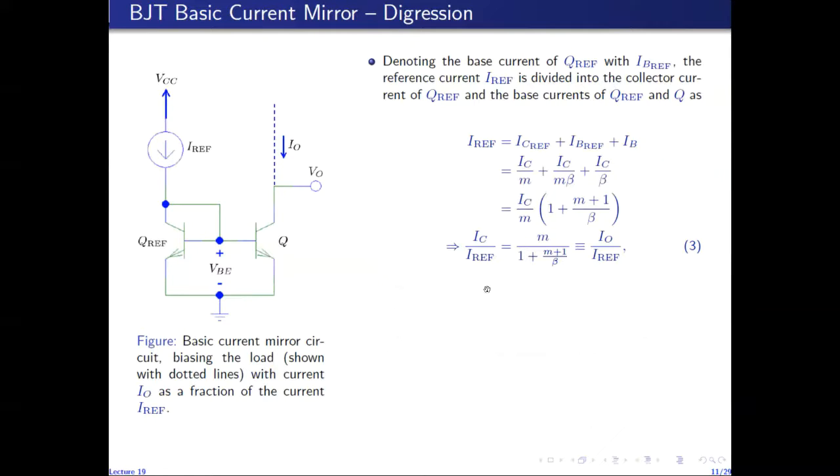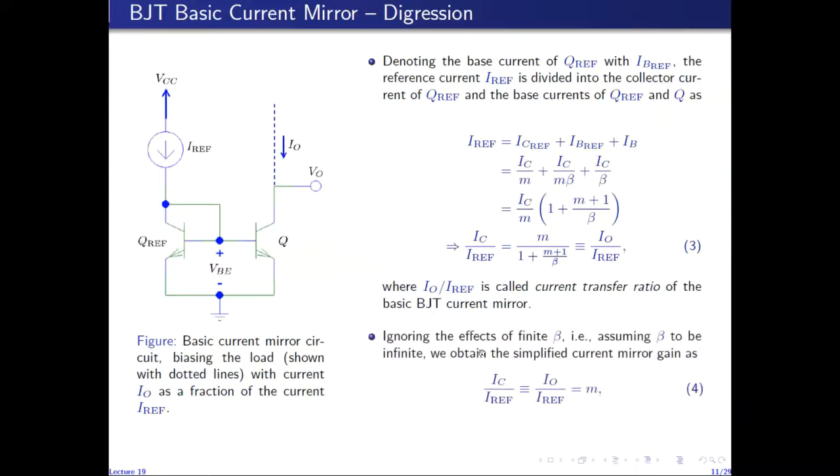So this ratio here is called the current transfer ratio of the basic BJT current mirror. Given IREF, I can bias the load, which I have shown here with this dotted line. This dotted line represents some load, maybe a transistor or class A amplifier. Given IREF, by adjusting M, I can generate a desired current I naught through this load. So this is what the basic current mirror does. It generates a constant current for biasing of different loads.